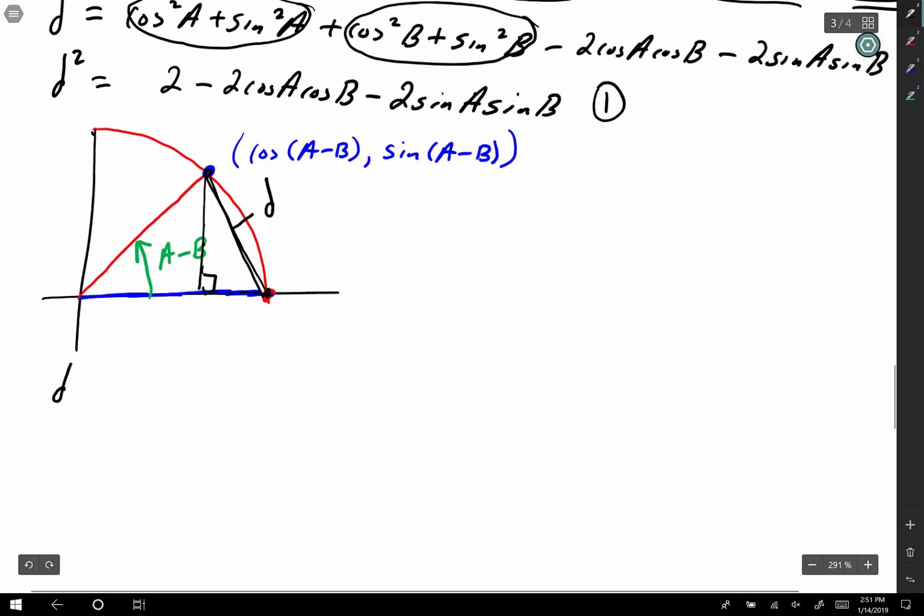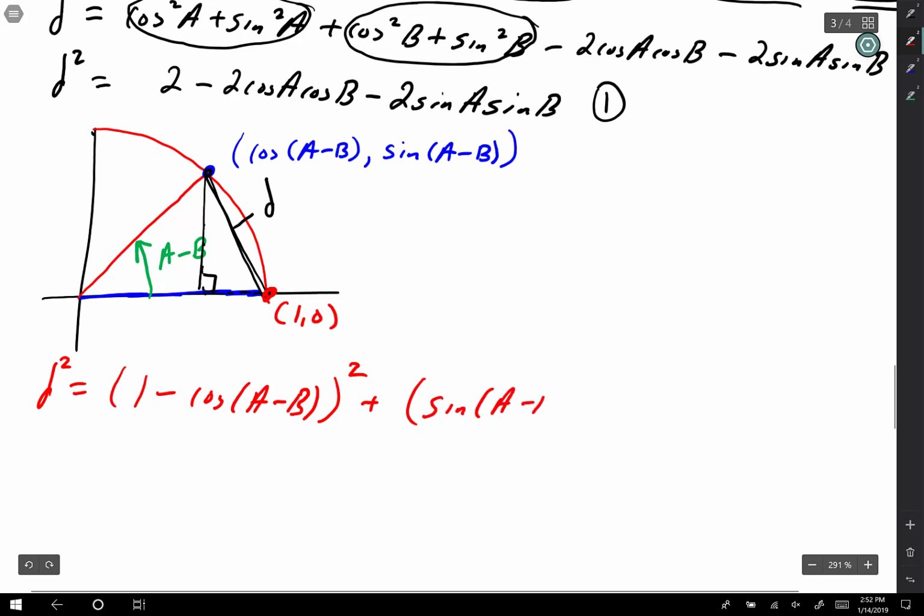So here we go. D squared. I'll use red. Yeah, there's the second formula. D squared equals, let's see, this distance here, that point is 1 comma 0. Remember that, guys. So my horizontal displacement is (1 minus cosine of a minus b) squared, plus, let's see, my vertical displacement, (sine of a minus b minus 0) squared.